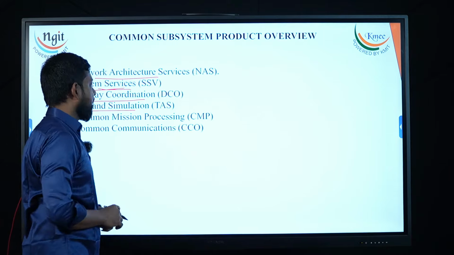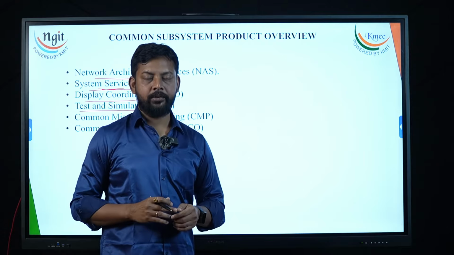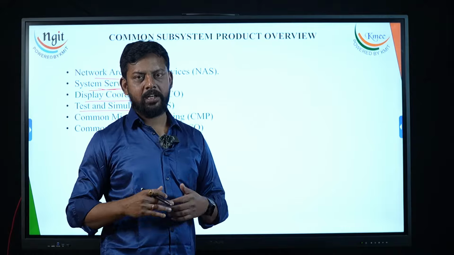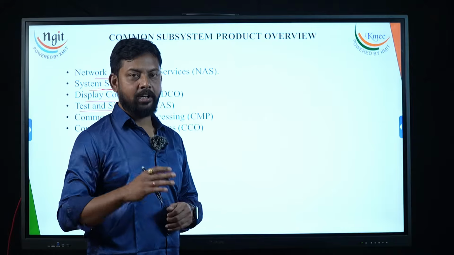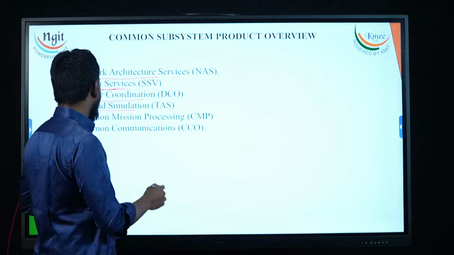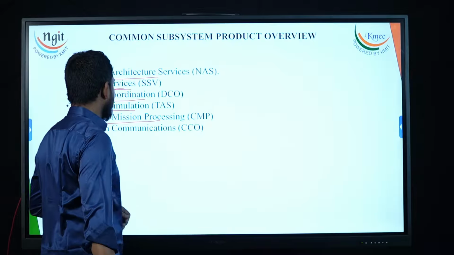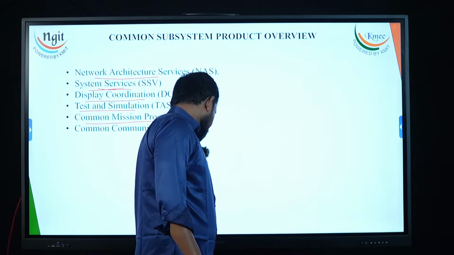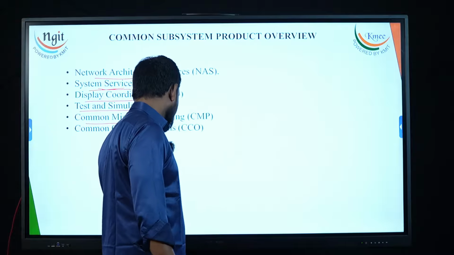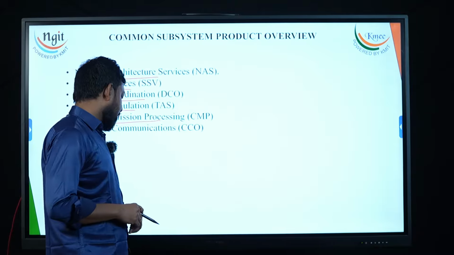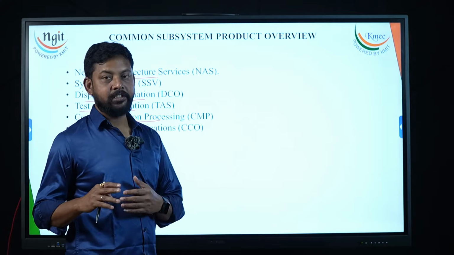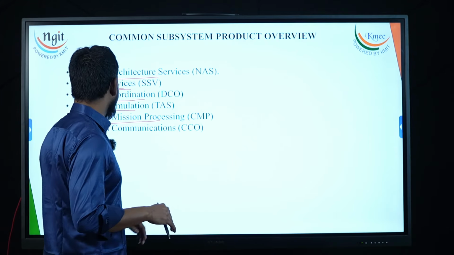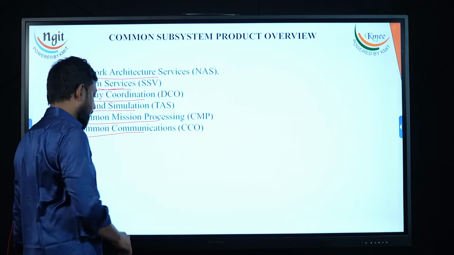And fourth is your test and simulation phase. So in this particular part, they are going to test and simulate under different environments. And last, fifth, they go with common mission processing. So what this common mission processing is doing is, it is going to find how your missile warning system was working. And last is your common communication system.